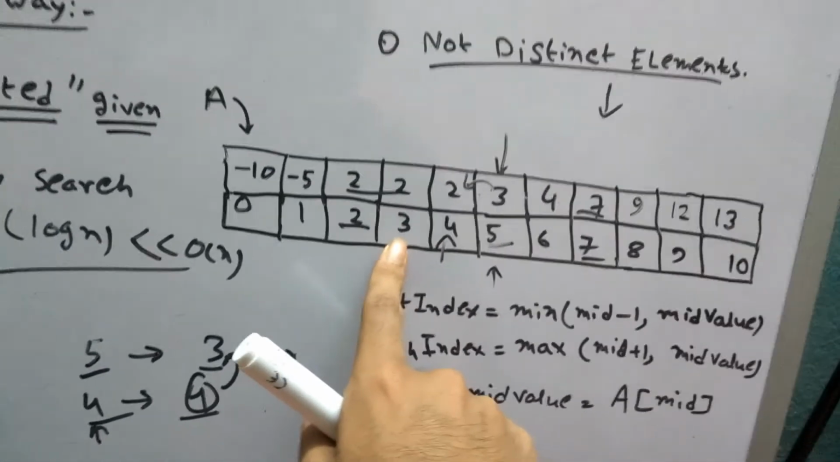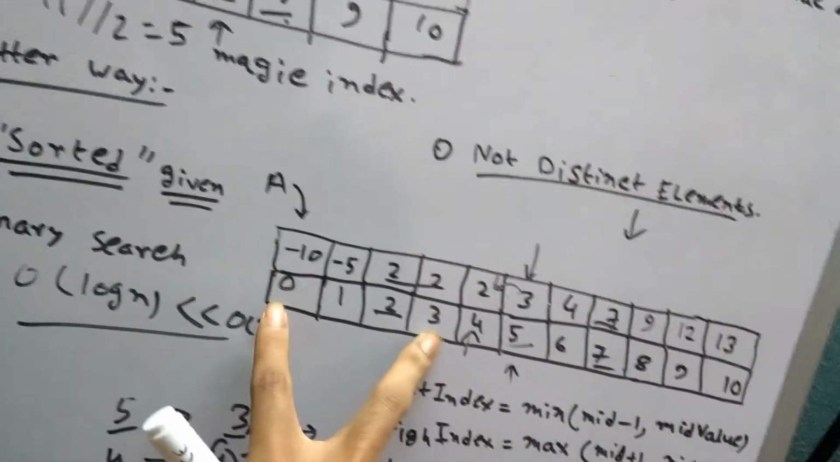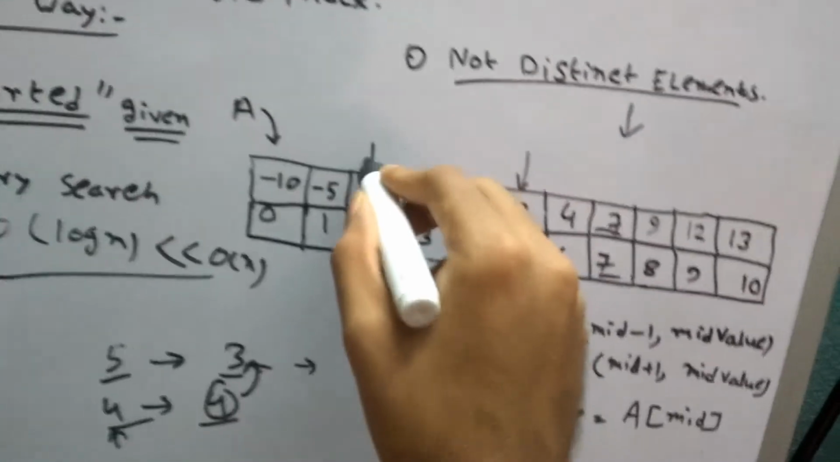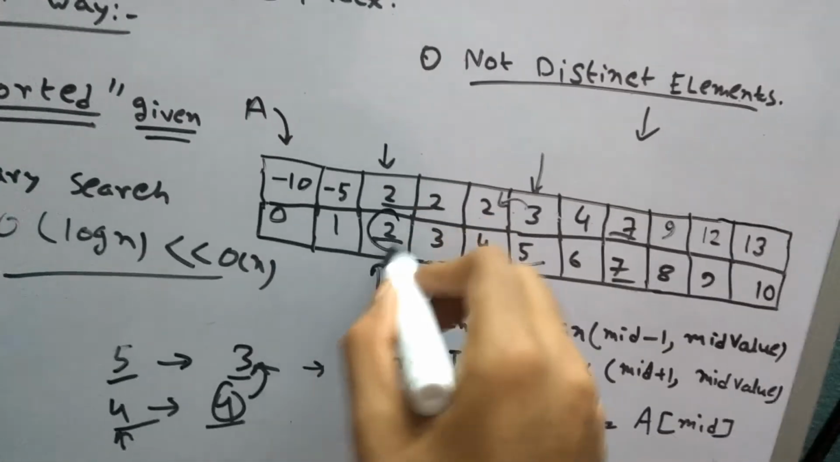So from here we will check again. We will do the binary search way. 1 2 3 4 elements, so 4 by 2 is 2. So this is the middle element. Here we find the magic index, we will return the value 2.